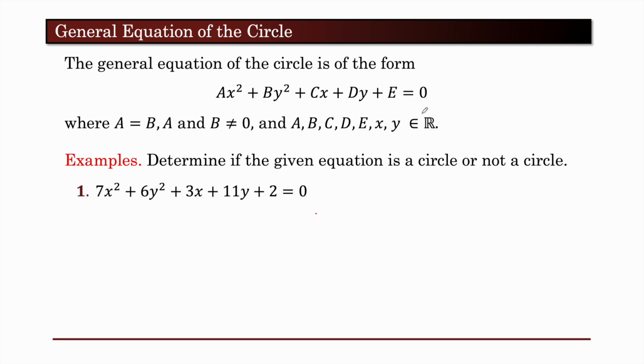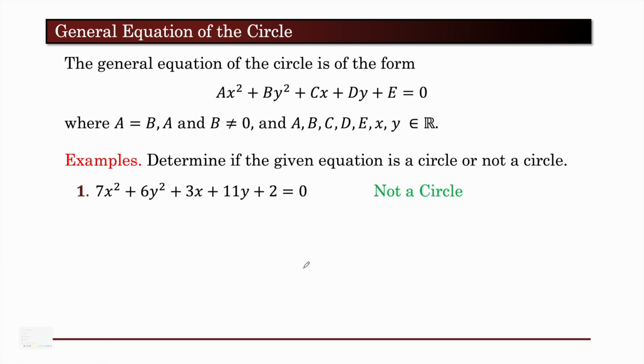Let us try to analyze, no? Now, 7 is your A, 6 is B, 3 is C, 11 is your D, and lastly, this is your letter E. First condition, is A equal to B? No. A is 7, but B is 6. So, in that case, that's the hint. That's the hint, class, no? This is not a circle.